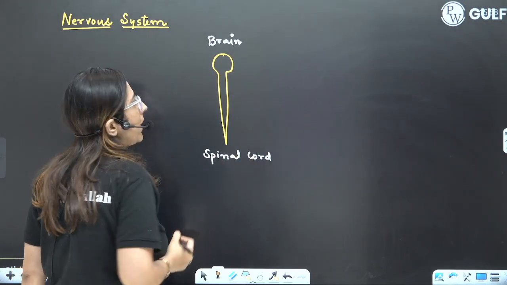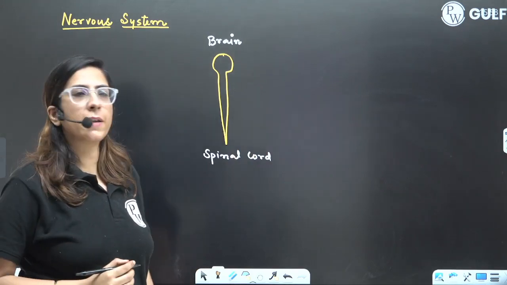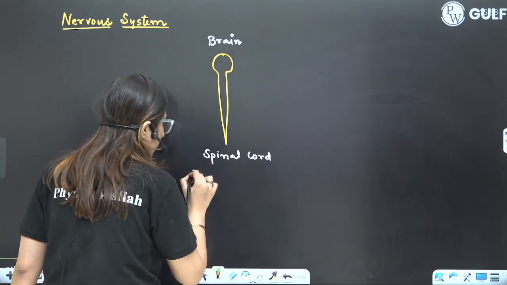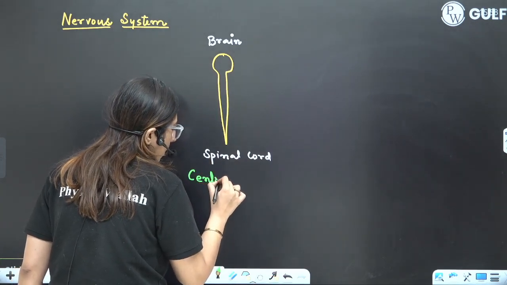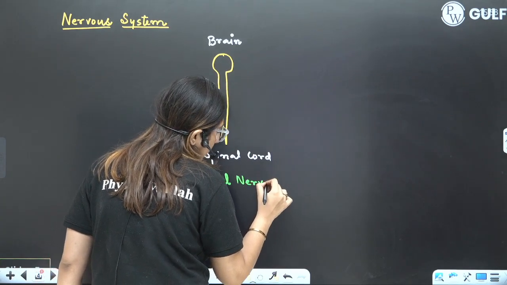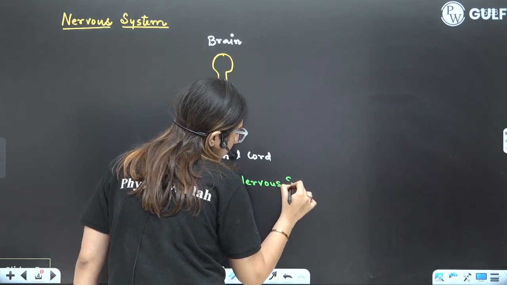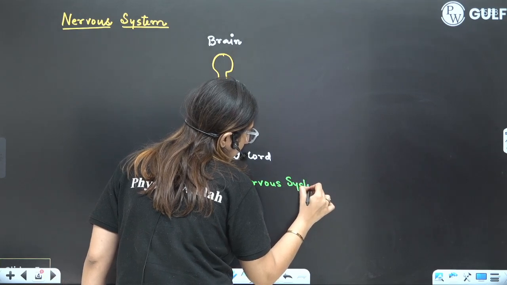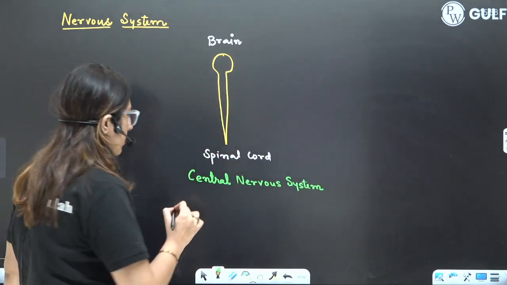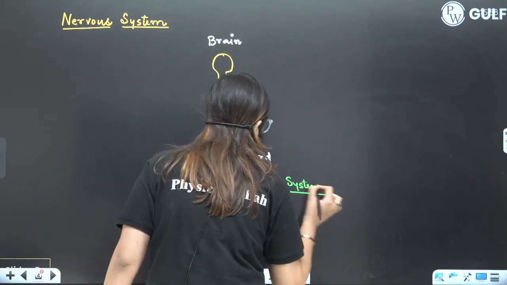What do the brain and the spinal cord form? The brain and the spinal cord form the central nervous system. Am I right? Central nervous system.